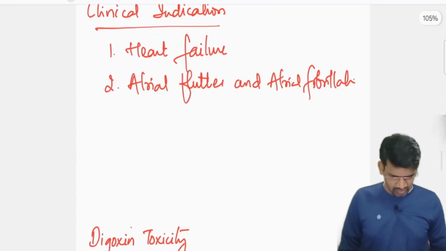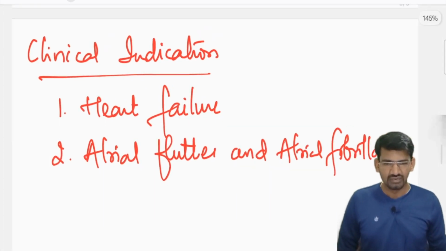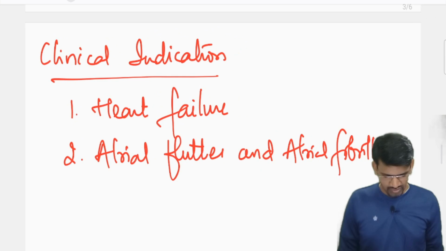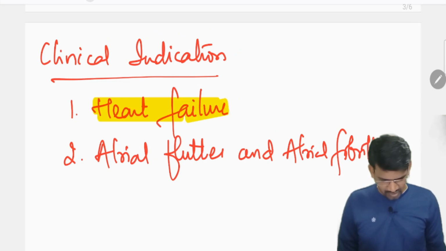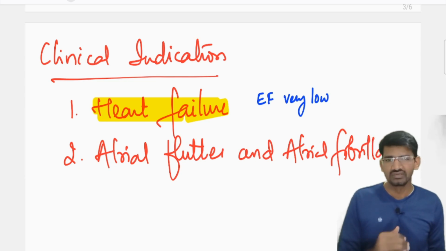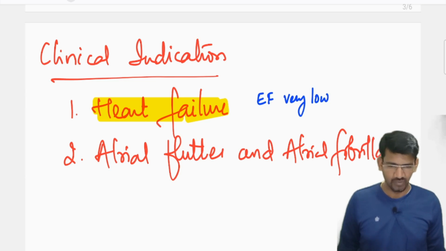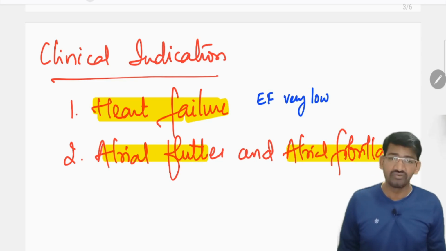Now let us discuss the indications, in which cases we use this drug, digoxin. As I told, it is a drug of choice in heart failure, especially where the ejection fraction (EF) is very low. And second, it is used in atrial flutter and atrial fibrillation.